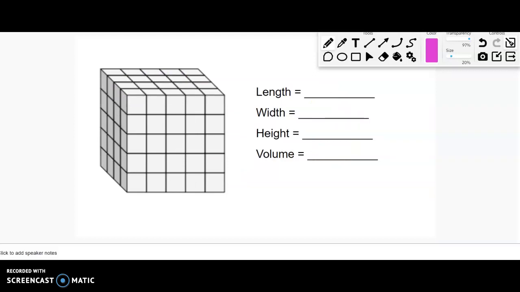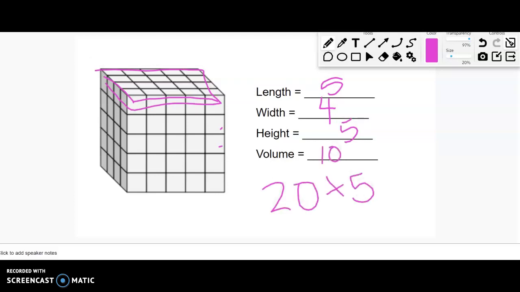One more. The length, 5 cubes wide. We have 1, 2, 3, 4. Really, if you ask the length and the width, we can switch and it doesn't matter. And then the height is 5 as well. So I know I have in one layer, 5 times 4 is 20, times 5 layers gives me a volume of 100.